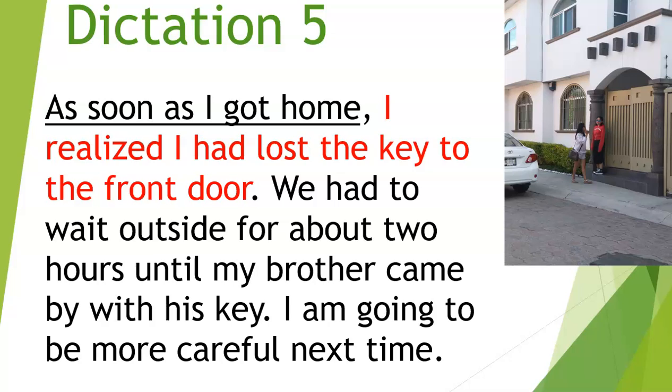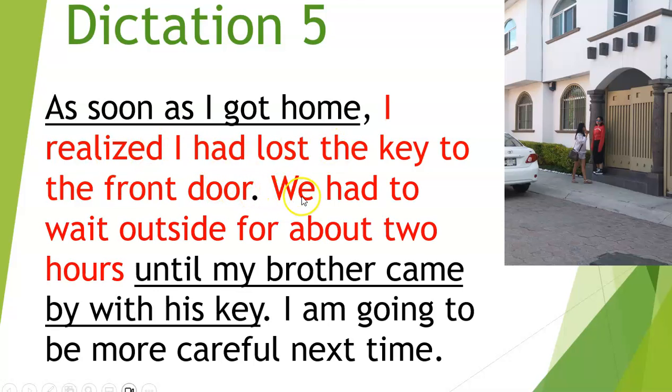Now, what about the next complex sentence? That one is right here. We had to wait outside for about 2 hours, right? That's what we call an independent clause. And the dependent clause is until my brother came by with his key. So here we see that we have 2 complex sentences together.